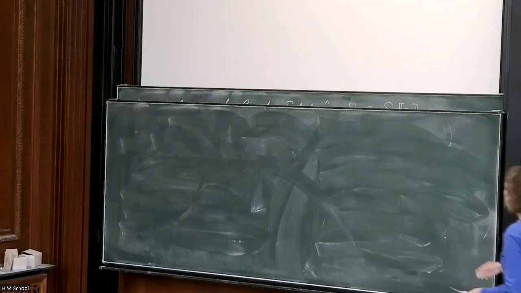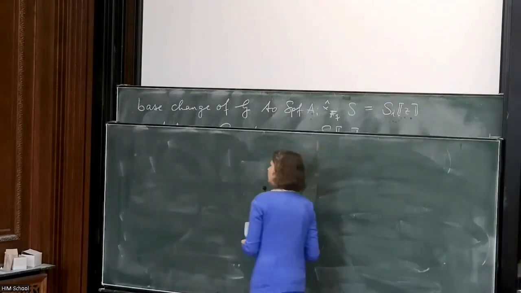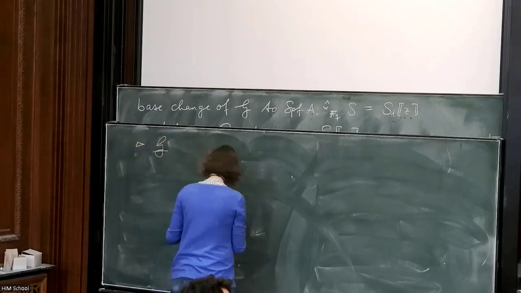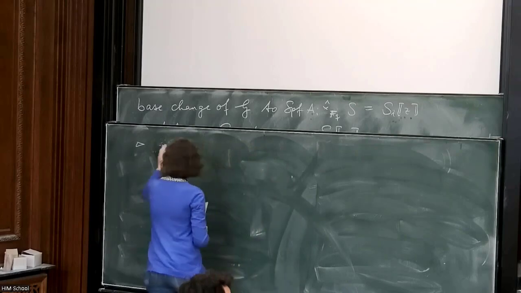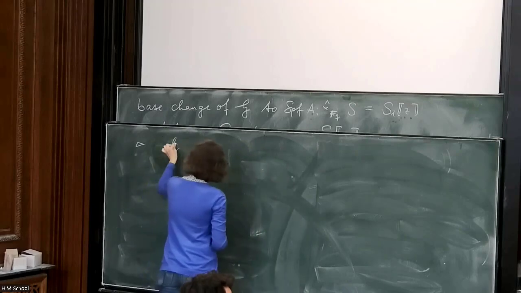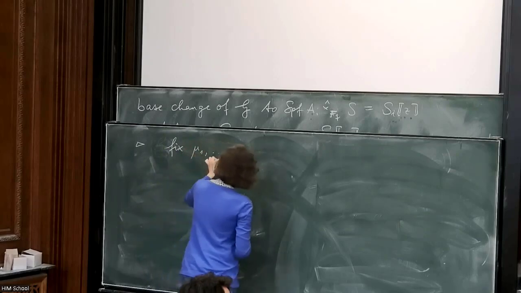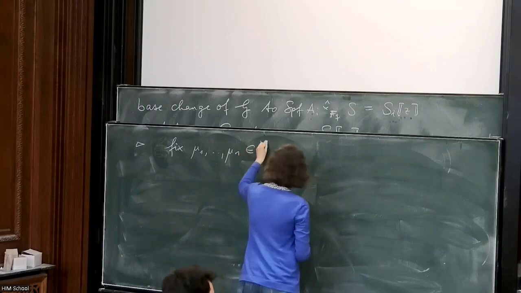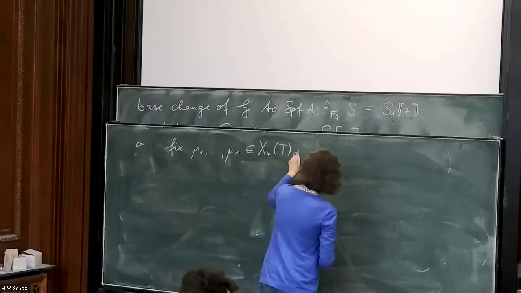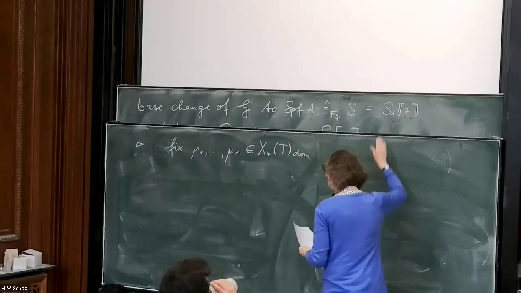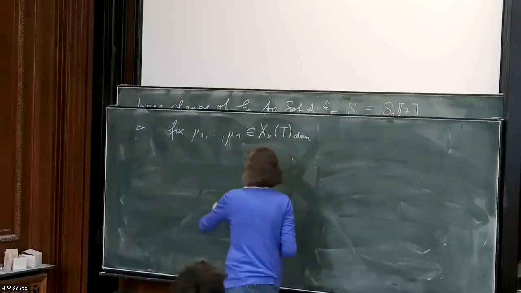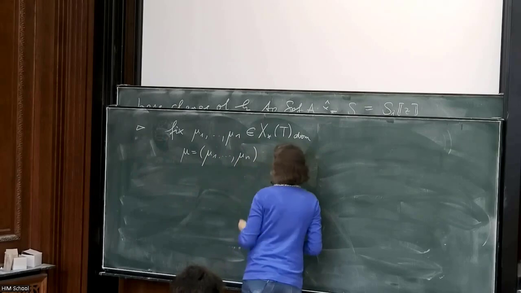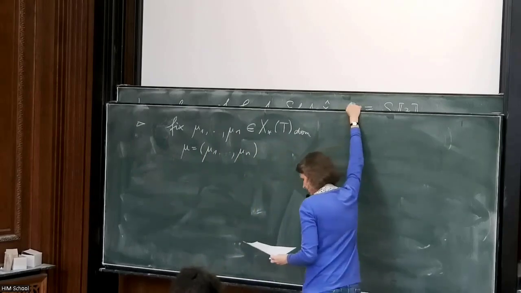Okay, so for my global G-Shtuka, I will have to fix μ_1 to μ_n, an n-tuple of bounds. These are elements in X_*(T) dominant. And I denote by μ this tuple. Right, so these are the n different bounds that we need for the n different places.